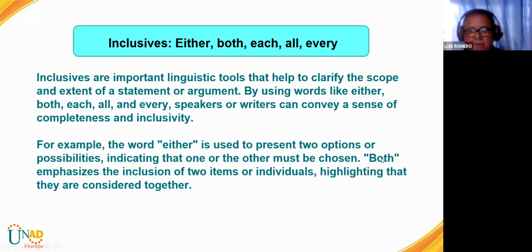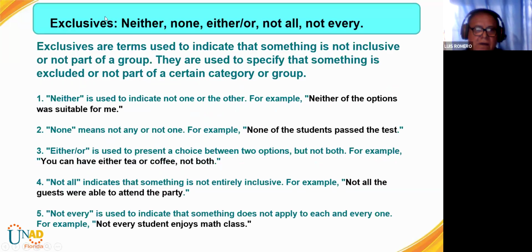Or in this case, we have both. Both emphasizes inclusion of two items or individuals, highlighting that they are considered together. For example, both students have to present the final test. So that's an example of an inclusive. Both and either, as I said before. And you have exclusives, and some parts of what inclusives are. You have neither, none, either or, not all, and not every.